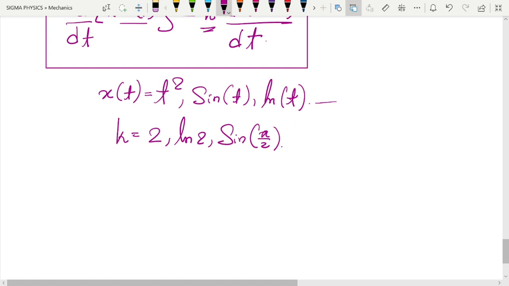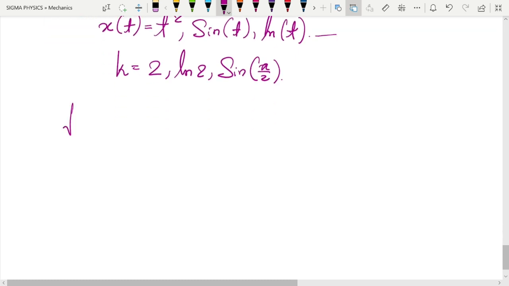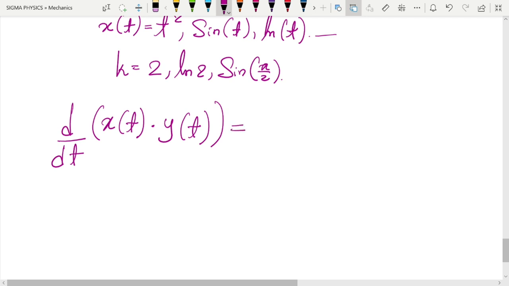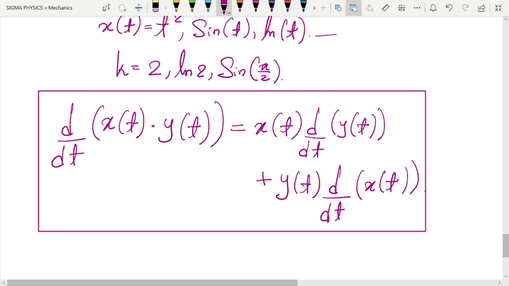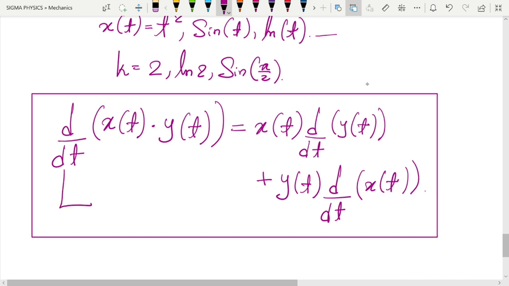And one more property of derivatives which you should know is that if you have two functions of time multiplied, something like this, x of t multiplied by y of t, then the property for this kind of derivative is known as the product rule. It is written like this: x of t into d by dt of y of t, plus y of t into d by dt of x of t. Okay, so you should know these two properties of derivative. This one is known as the product rule.